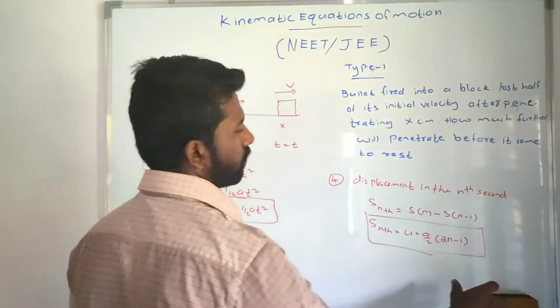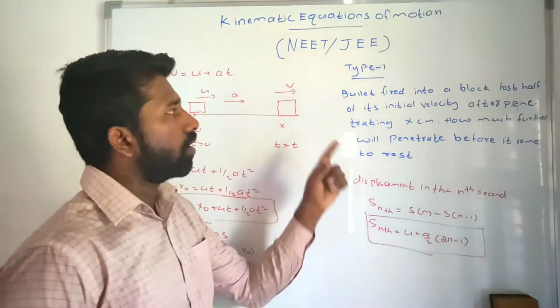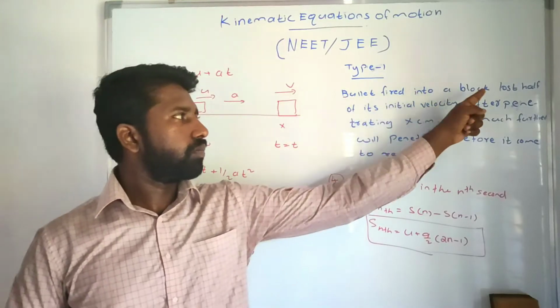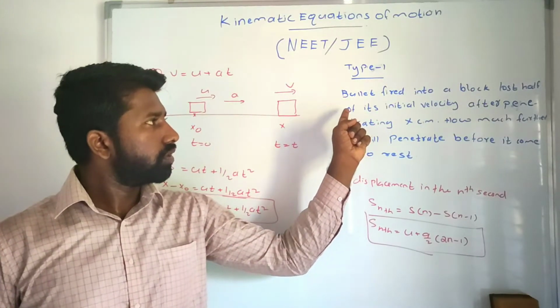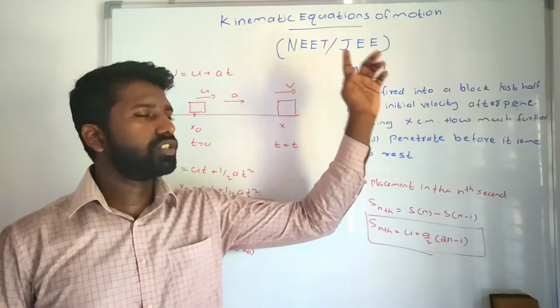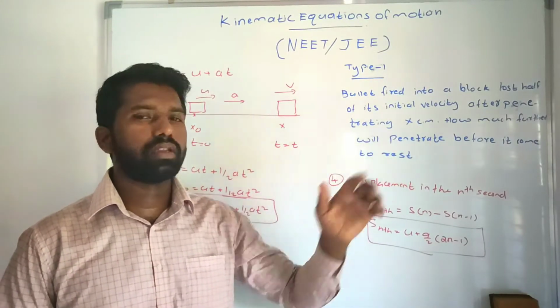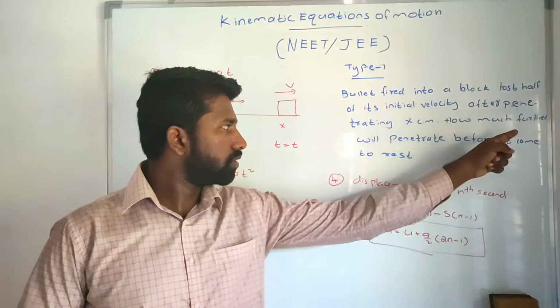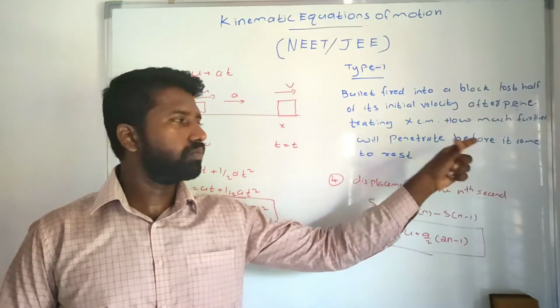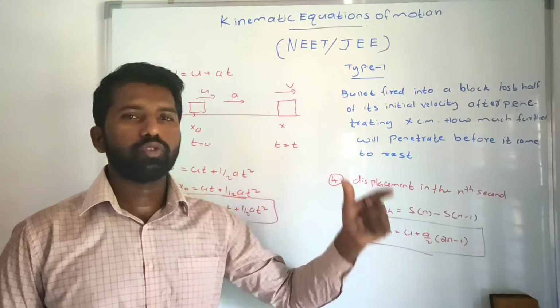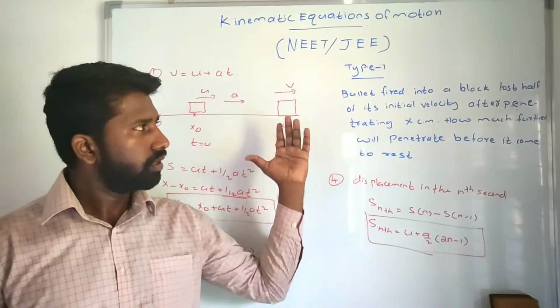Type 1. What is type 1? A bullet is fired into a block and loses half of its initial velocity after penetrating x centimeters. How much further will it penetrate before coming to rest? That is the question.